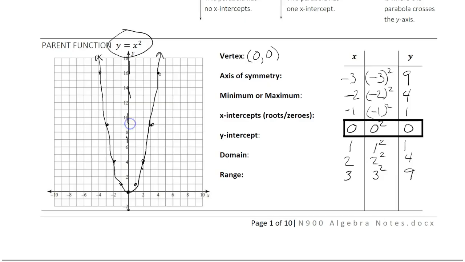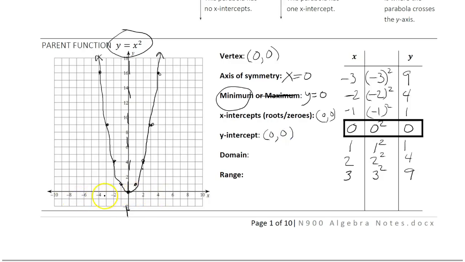The vertex is 0, 0. The center line, called the axis of symmetry, is x equals 0. The vertex in this case is a minimum at y equals 0. The x-intercepts and the y-intercept in this case are the same point, 0, 0.